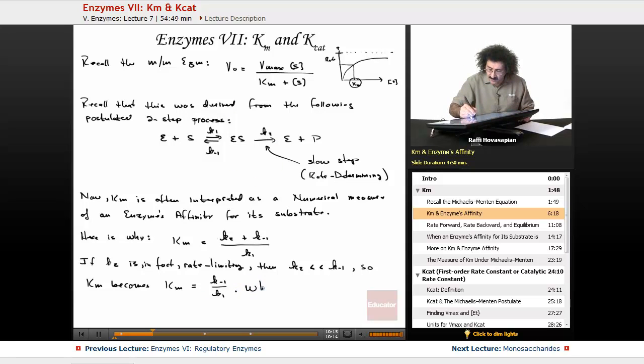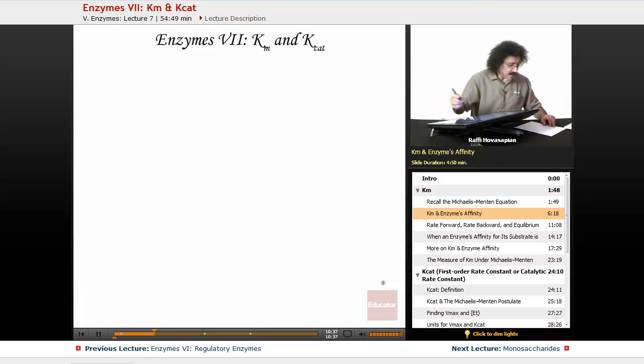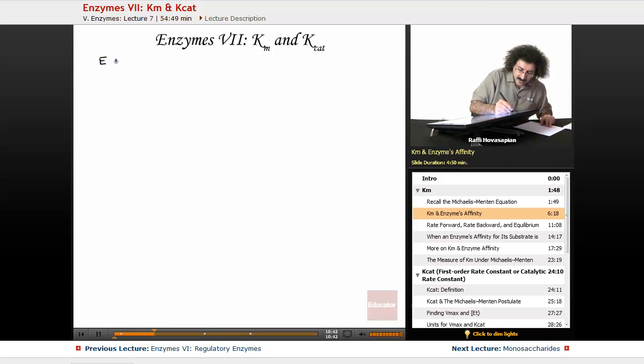Okay, now let's investigate this. What does this mean? When we have the rate constant in the reverse direction divided by the rate constant in the forward direction, that's the Km under conditions that we've postulated where K2 really is the slow step and can be ignored in the actual definition of Km. Well, here's what it means. Let's go back to our equilibrium. We have enzyme plus substrate in equilibrium with enzyme-substrate. This is K1, this is K negative 1.